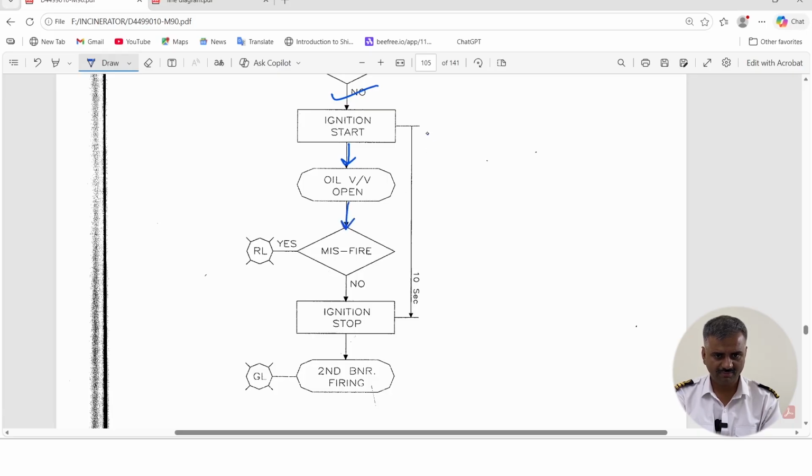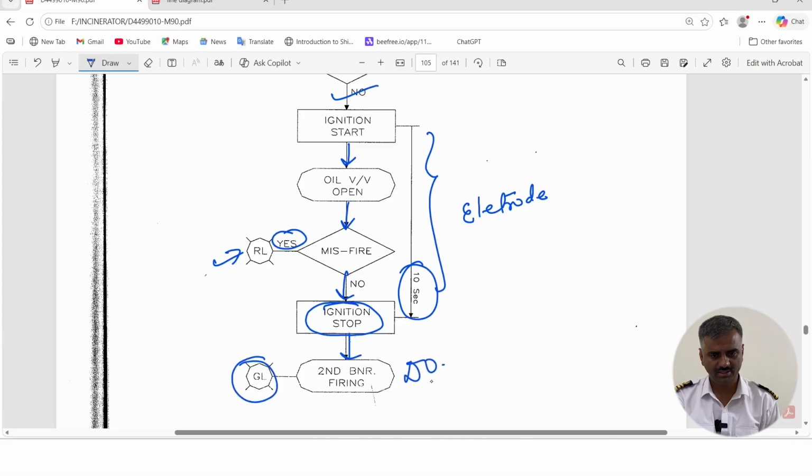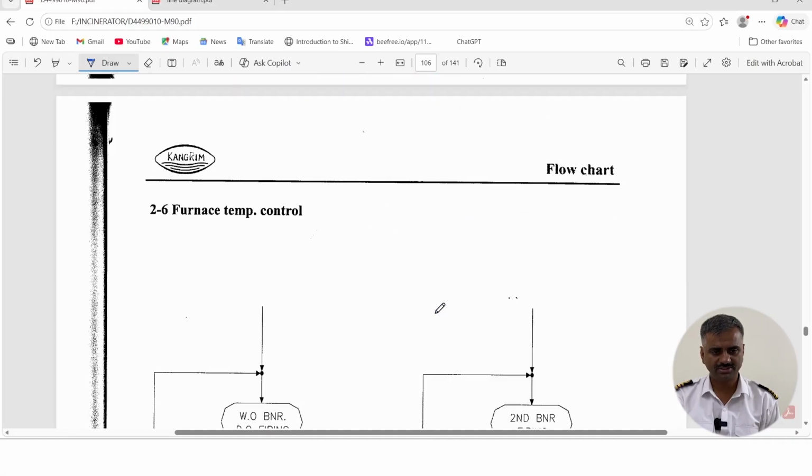There are also electrodes over here, firing for the next 10 seconds. These are only used during the intermittent operation, during starting and stopping of the second burner. These electrodes will continue to spark for the next 10 seconds, and if there is a misfire and the electrodes are not sparking, then the red lamp will glow. If not, then this ignition will stop and the second burner will start firing on DO, and the green lamp will glow. So this is the story about the manual operation.